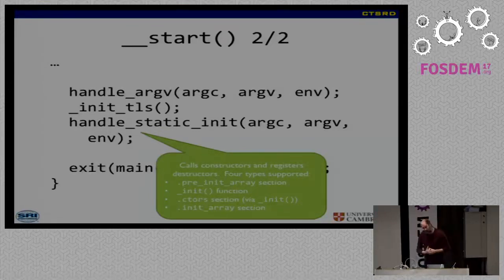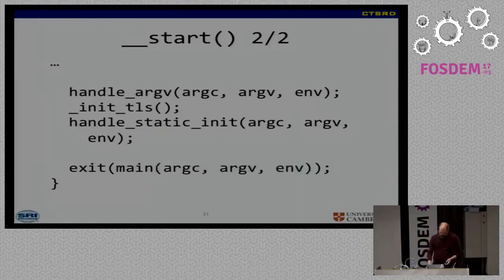And then there's the CTORs array. In at least the variant of the GNU startup code in FreeBSD, that's actually called via init. There's not really a good reason why it couldn't be called by some other mechanism, but it is currently the one thing that uses init in the system.